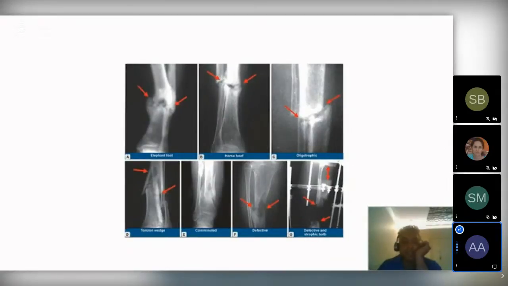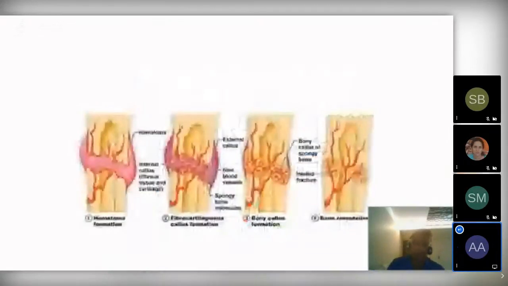But look at these fractures where there is no life at the fracture. So what do you have to do? Definitely you have to fix and you have to do bone grafting, because you have to supplement or support the biology. Here you have to do only fixation. Bone grafting is for atrophic or avascular non-unions. Am I clear, friends?